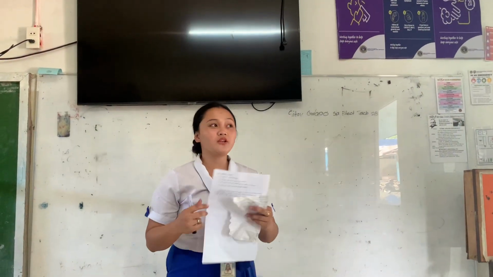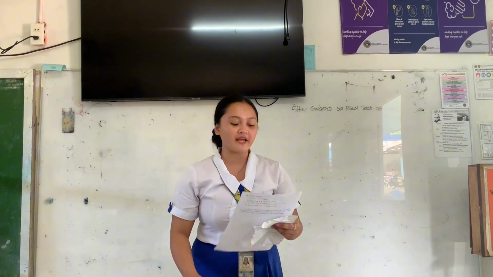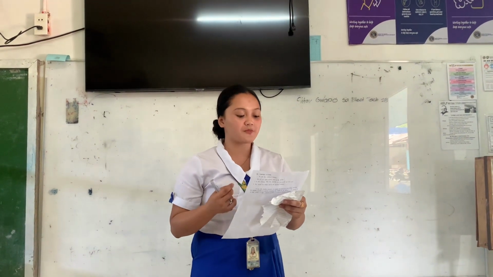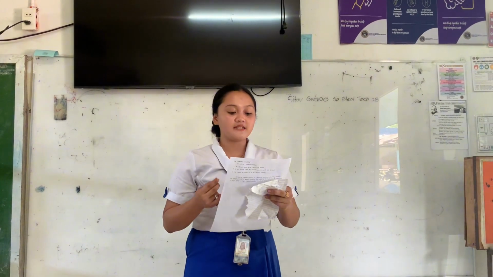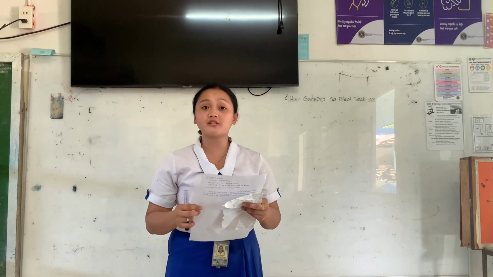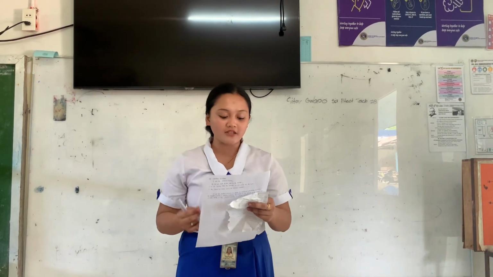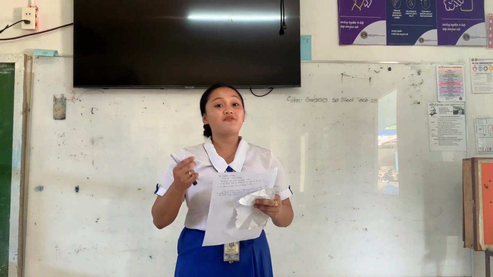So, what is measure of spread? Measure of spread, also known as measure of dispersion, provides insights into how spread out or varied a data set is. They help us understand the distribution of data points around the central value. This includes range, interquartile range, variance, and standard deviation.